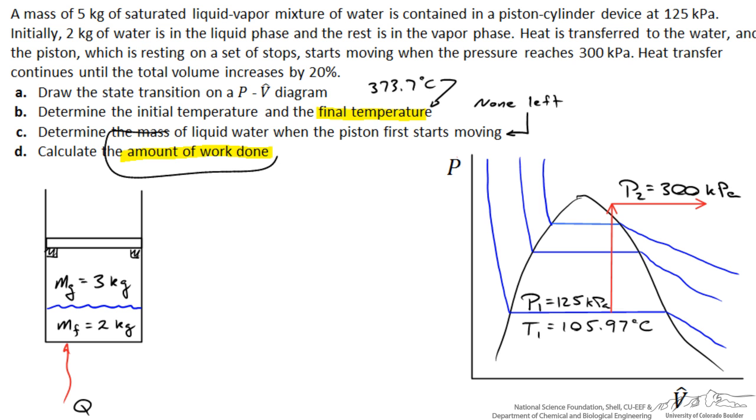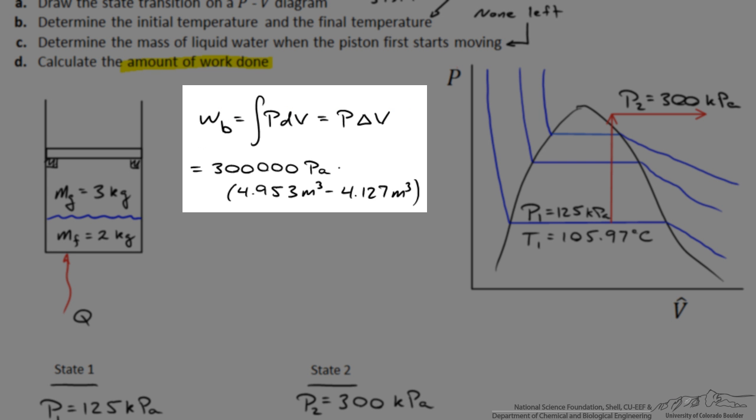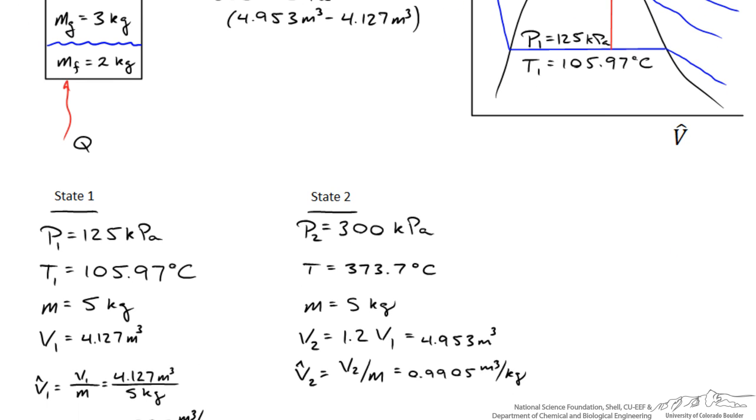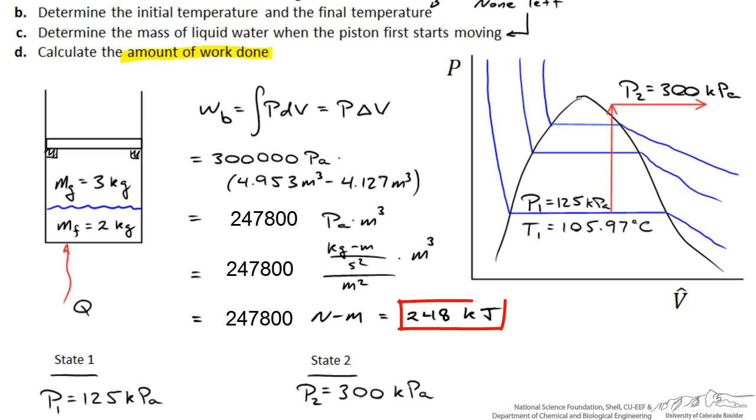The only thing we have left to calculate is the amount of work that was done in lifting up this piston. And it's important to recognize that no work was done initially because the volume was fixed. There was no flow work. The only time the work was done was when the volume increased 20% when the piston was lifted. So the boundary work is the integral of P dV. In this case, the pressure is constant, so it comes out. We're left with P delta V, and the pressure is 300 kilopascal, or 300,000 pascal, times delta V, which is the volume at state 2, which we calculated, minus V1. And what we come up with is a value of 248 kilojoules.